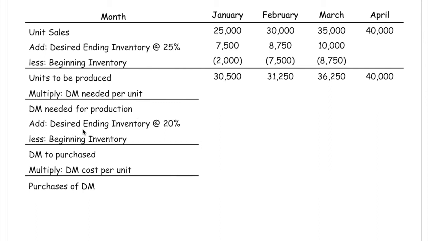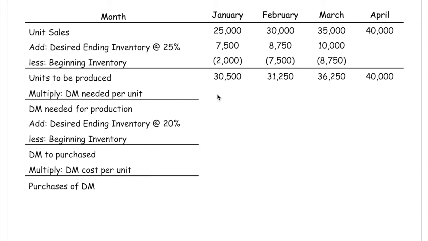We then add the desired ending inventory, which in this example was at 20%. Understand that this is the desired ending inventory, not for finished goods, but rather for direct material. We then less the beginning inventory of DM, and this is going to tell us the DM to be purchased. Once we know the amount of DM, the quantity of DM we're going to be buying, we simply multiply that by the DM cost per unit, and this is going to tell us the purchases of DM.